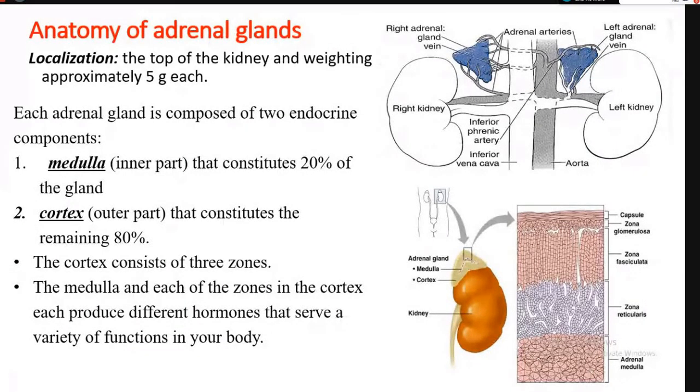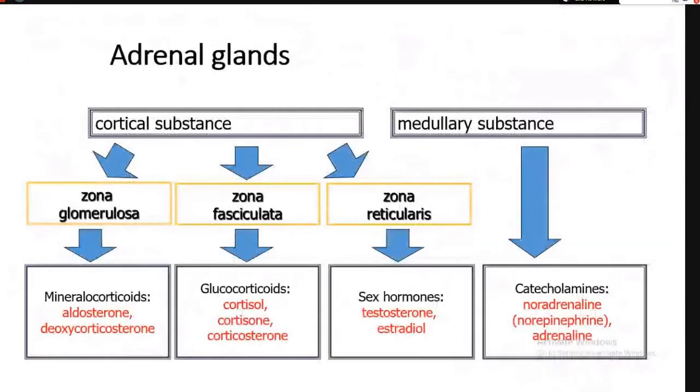Now, sometimes in the MBBS examination you are provided with this cut section. You have to identify it, pathology or anatomy, histology. This section. Then adrenal gland.